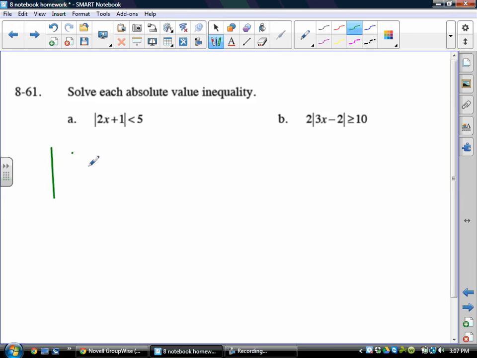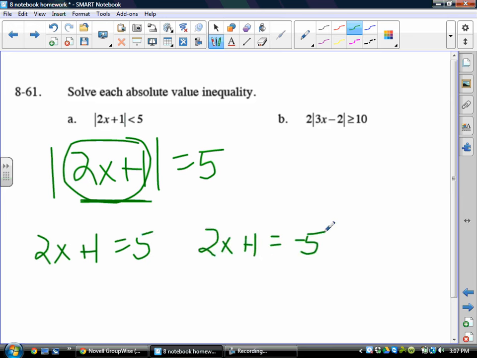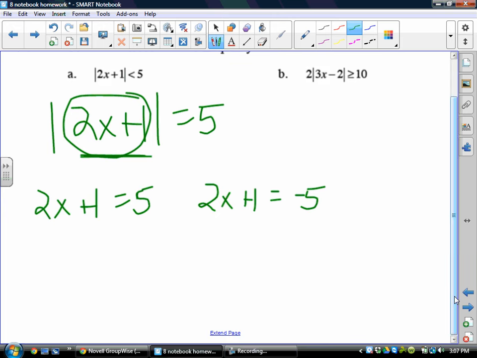So we're going to pretend that that's an equal sign. So I really have the absolute value of 2x plus 1 equals 5. Now the stuff inside here, its absolute value is 5, so it means it has to be 5 away from 0. So either this stuff could be equal to positive 5, that's 5 spaces from 0, or it could equal negative 5, that is also 5 spaces from 0. Alright, so we're going to change the answer to be both positive and negative and solve those for the boundary points.